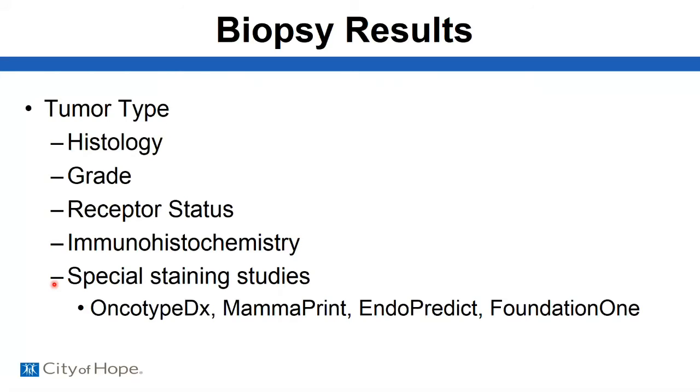And then there's all these special studies that we can now order to help individualize treatment for people. And those include things like Oncotype, MammaPrint, EndoPredict, and Foundation 1 testing. And those all help us to determine what type of treatment does a patient need after surgery. And that can include chemo and radiation therapy and hormonal therapy versus other immunotherapies and adjuvant treatments.